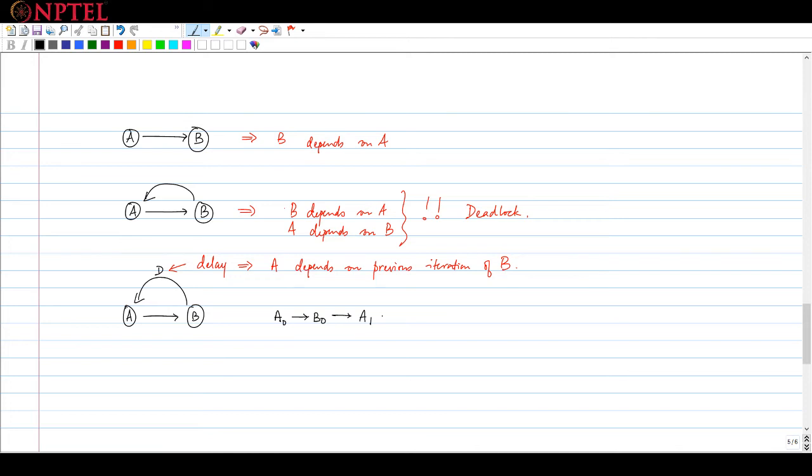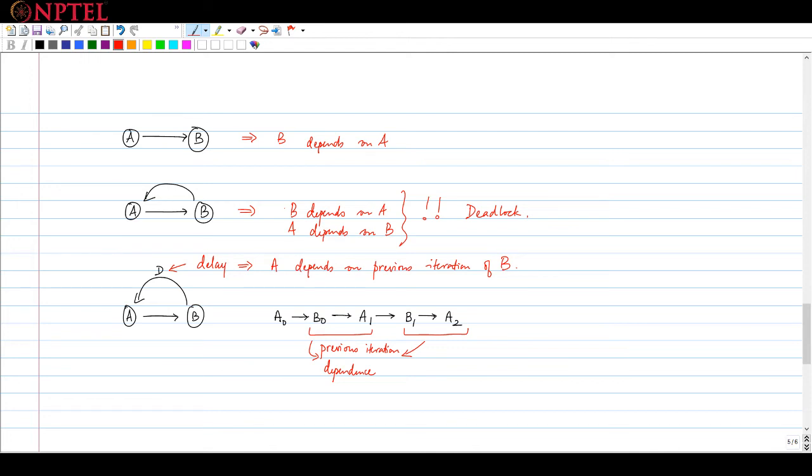Now after A1 has executed, I can then go on and execute B1, right? And after B1 has executed, I can then go on to execute A2, right? This part of it, the B0 to A1, is the previous iteration dependence. Similarly, B1 to A2 is also previous iteration dependence. Okay, and because it depends on the previous iteration, all the causality violation, or the deadlock that we were worried about, has gone away, right?